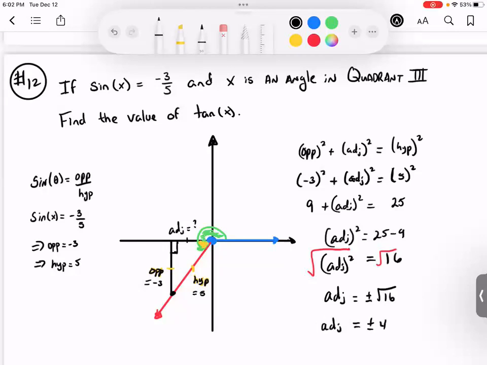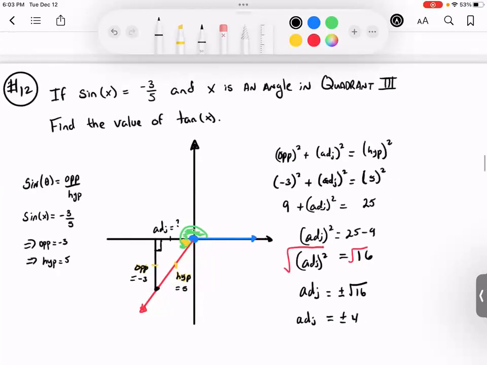Now, which one do you think is the right answer? Is the answer going to be +4 or -4? Careful. The answer to this problem will be -4. Why? Because your angle's in quadrant 3. Whenever your angle's in quadrant 3, both the x and y values are negative. Okay, so we are going to reject the adjacent being +4, right? The adjacent value now must be -4.